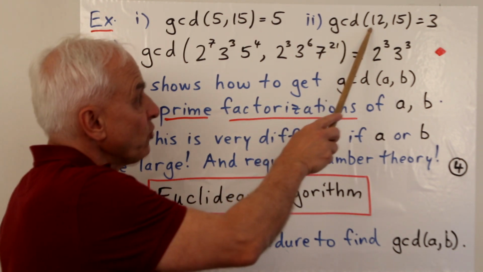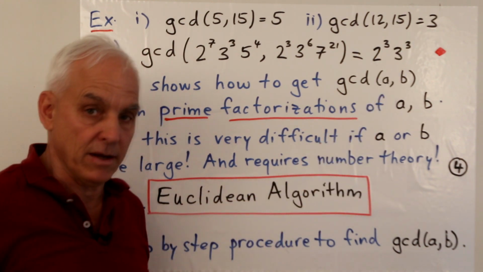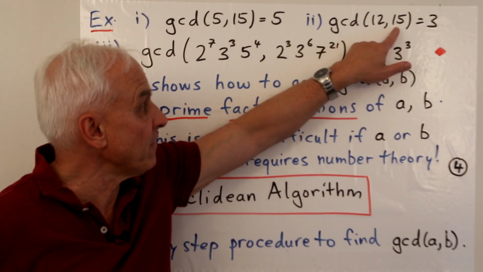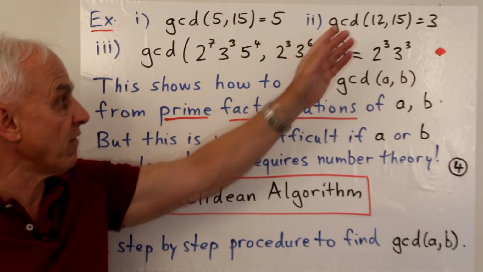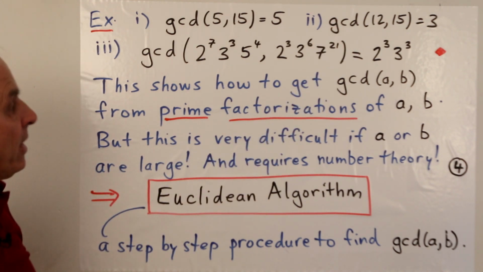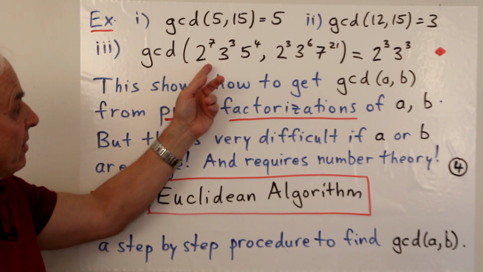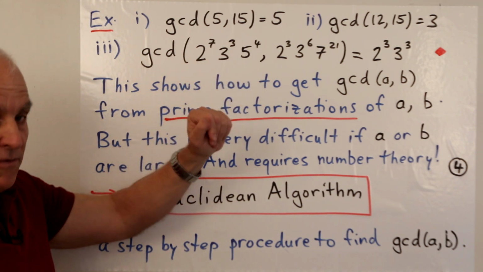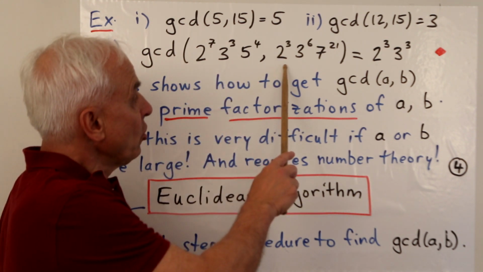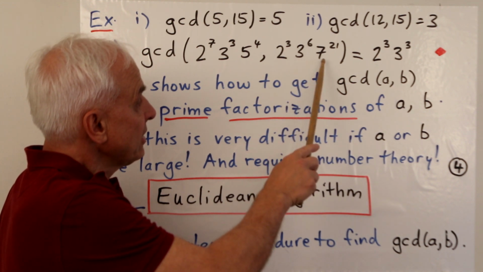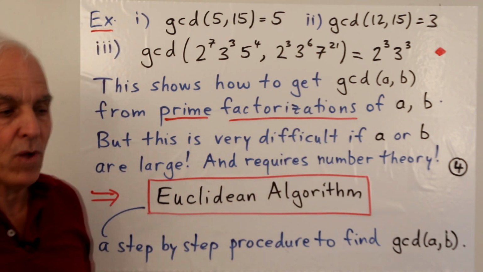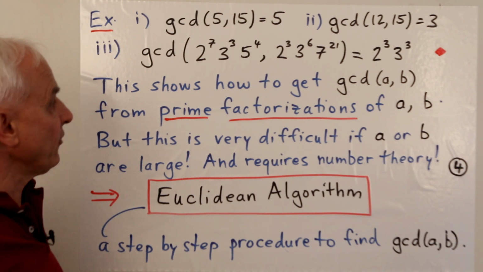The GCD of 12 and 15 is 3. 3 divides both 12 and 15, and there's no bigger number that divides both 12 and 15. In terms of prime factorizations, if we say we have 2 to the 7 times 3 cubed times 5 to the 4, and 2 cubed, 3 to the 6, 7 to the 21, then what is the greatest common divisor?